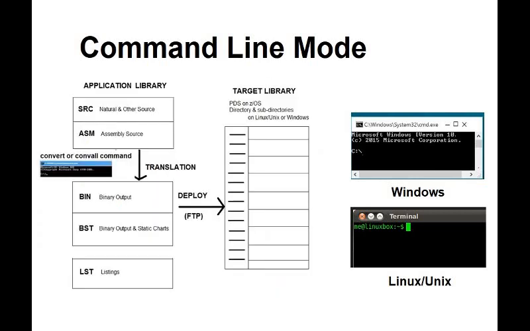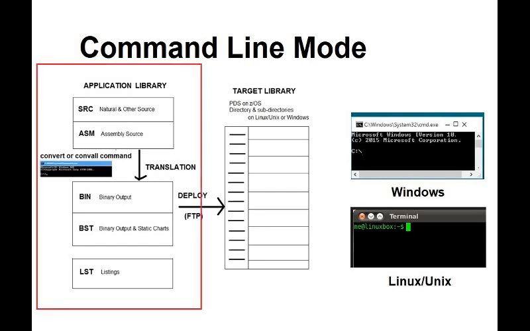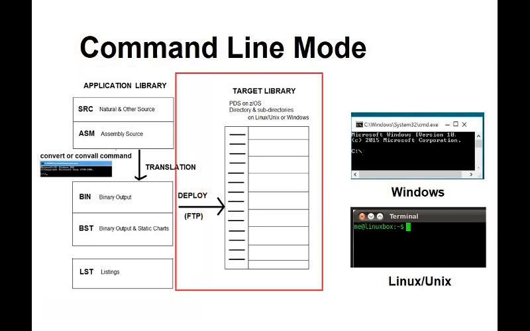This diagram describes and summarizes the command line mode for translating and deploying natural programs. Commands such as convert and convol translate source files into bin and bst format and produce listings that describe the results. Then these files are deployed to libraries on the target machine where they can be executed.